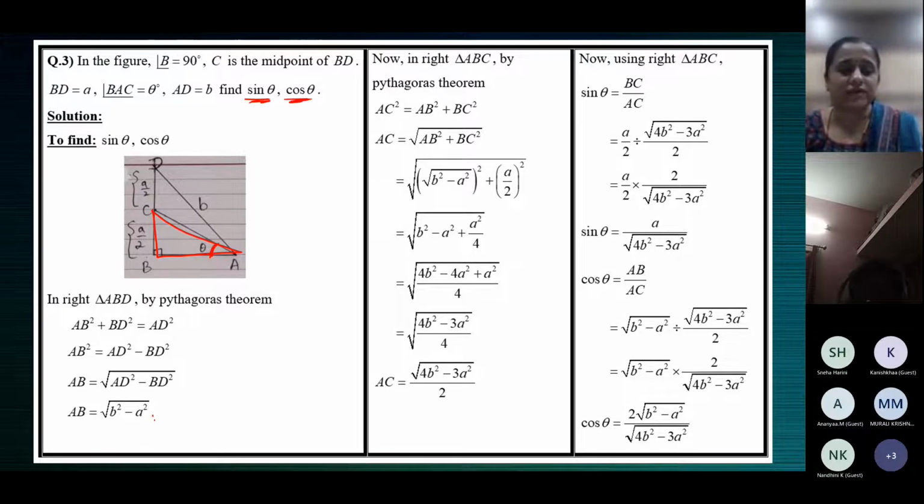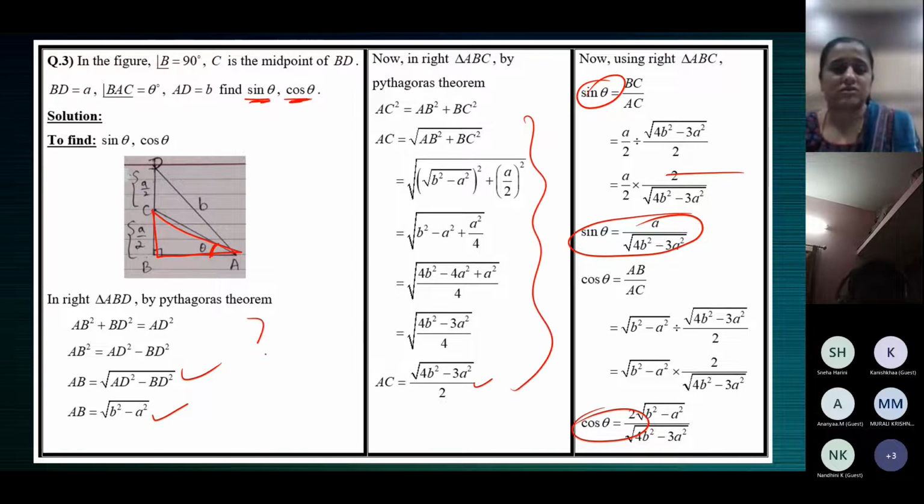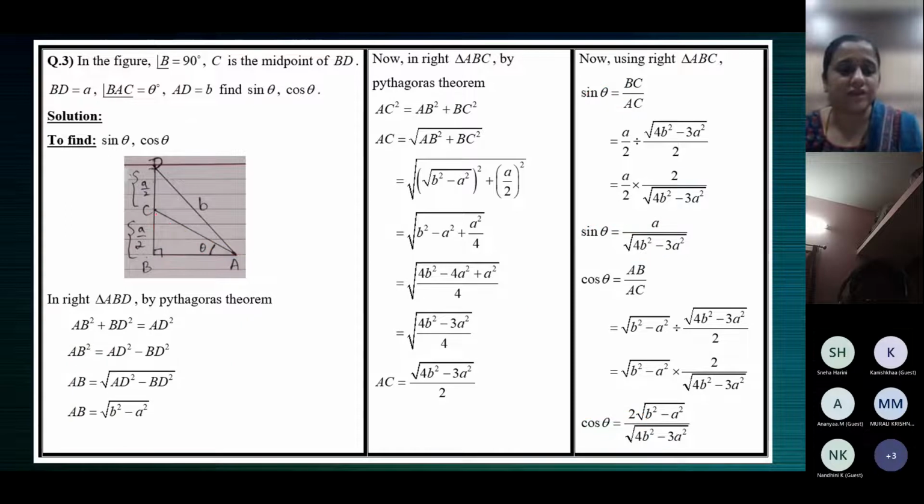So that's what we've been finding here using Pythagoras theorem. The answer is only here. Sin theta is this and cos theta here. So what's all this? Just finding the unknown sides of this right triangle. That's all.